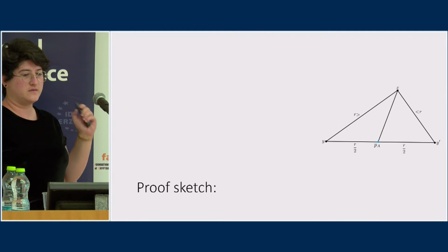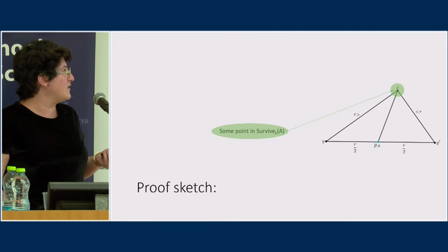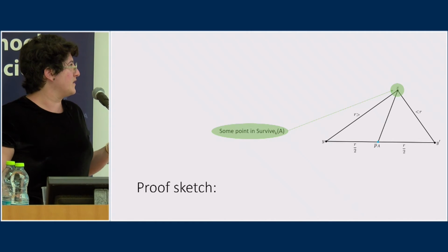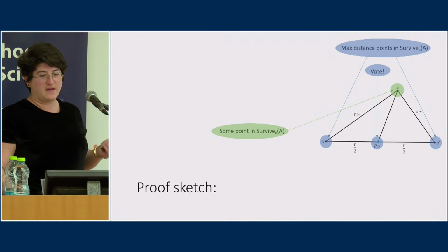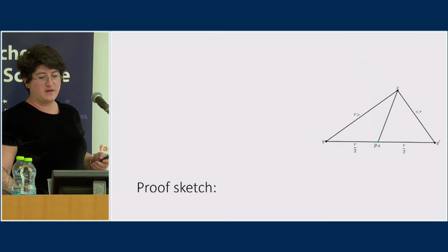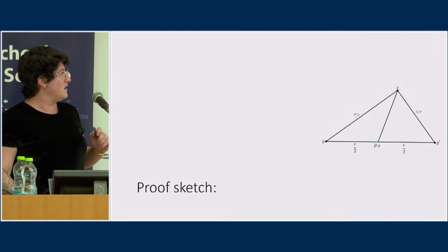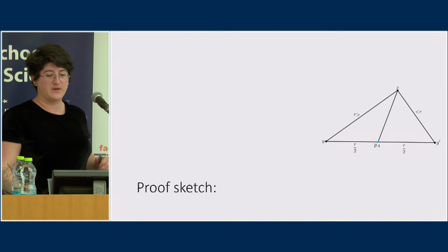Okay, so the proof is very simple. It's a very, very simple and geometric primitive with the medians. So you take, maybe I'll do this slower. So we have this triangle, y and y tag would be the max distance points in our surviving set, and x would be some point, and the PA would be the vote.